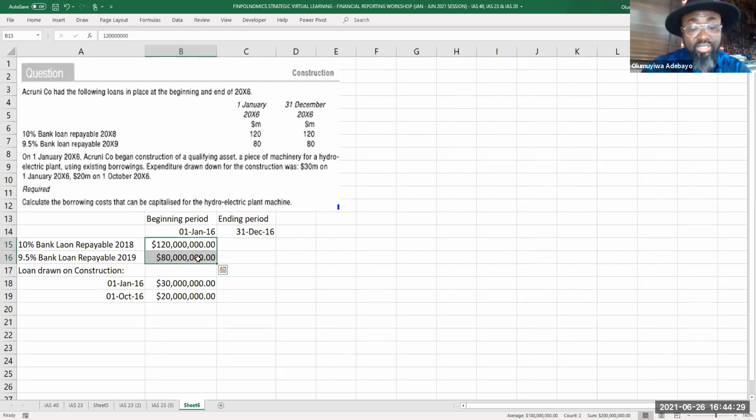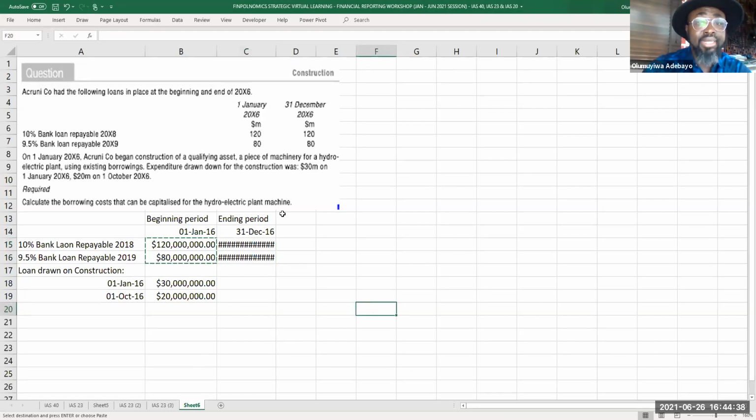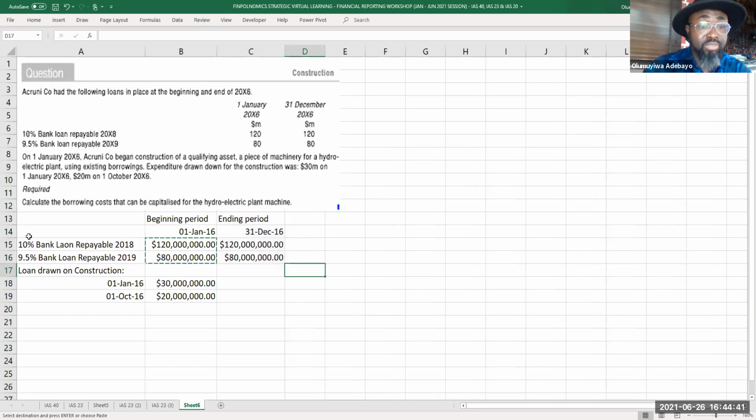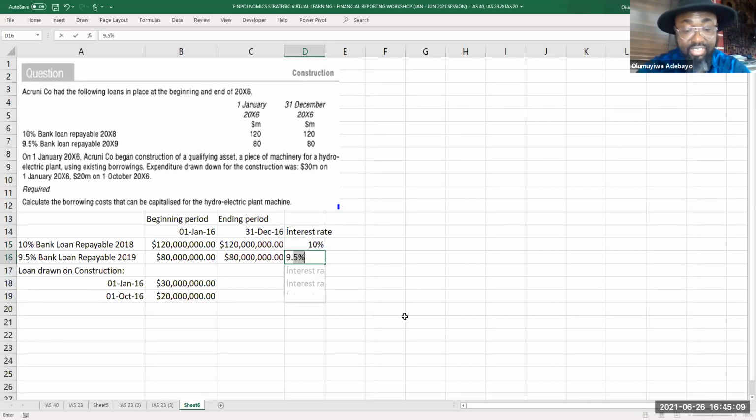Now, the interpretation of this is that the loan is not a loan where you pay principal and interest. The loan is synonymous to a bond, where you only pay interest on a yearly basis and you pay principal at maturity of the loan. Take note of that, please. Now, that is what I've tried to restructure here. What other information? No information. Now, let me just put the interest rate here so that I can map it. The interest rate is 10%, and this is 9.5%.